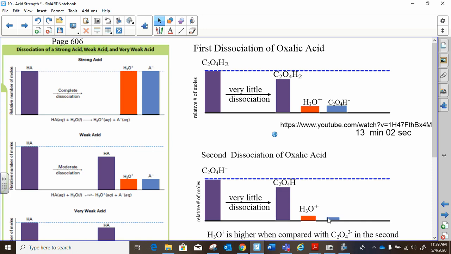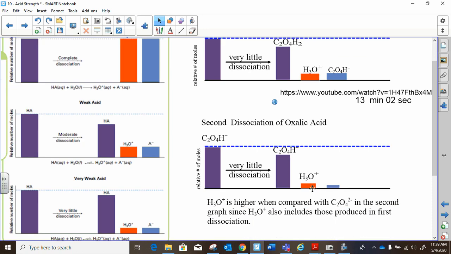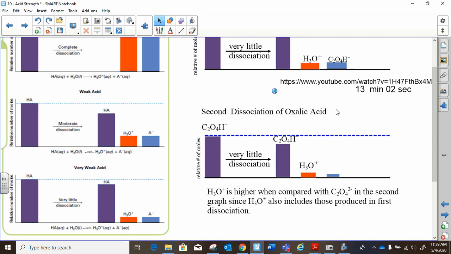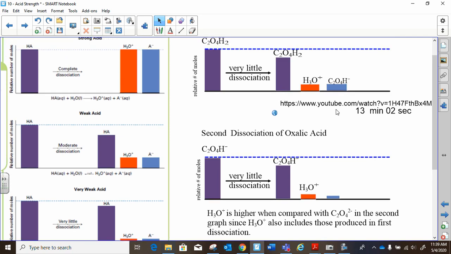Now, what you should be noticing is that these two little rectangles are no longer the same height. In all of the other cases, same height, same height, same height. And the reason is, and you probably know this, this was formed when it lost its first H. It's still present. This H plus is still present as it's losing its second H. So when it loses its second H, the H lost here is joining the H3O plus that was already there. So that's why it's a little bit higher down here.